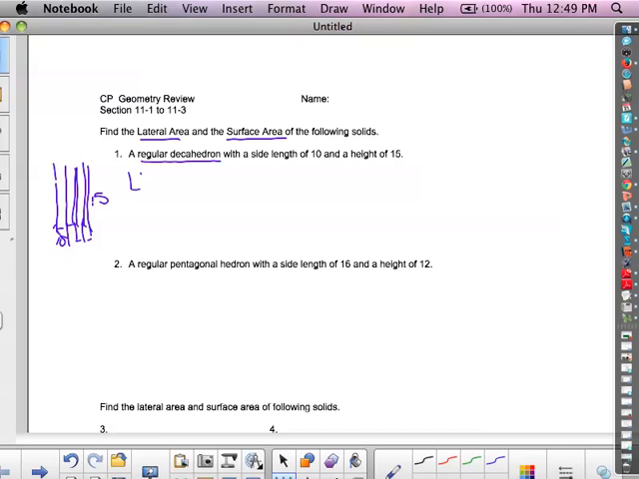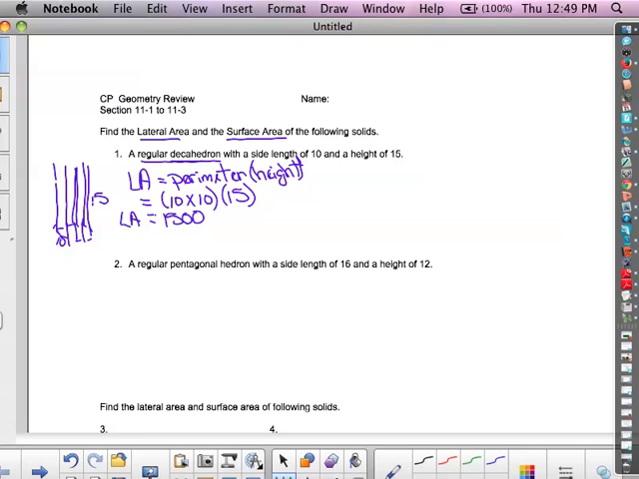So remember, the lateral area is equal to the perimeter times the height. So in this case, the perimeter, decahedron means 10, times the length of a side, 10, times the height, which is 15. That gives me a lateral area of 1,500.